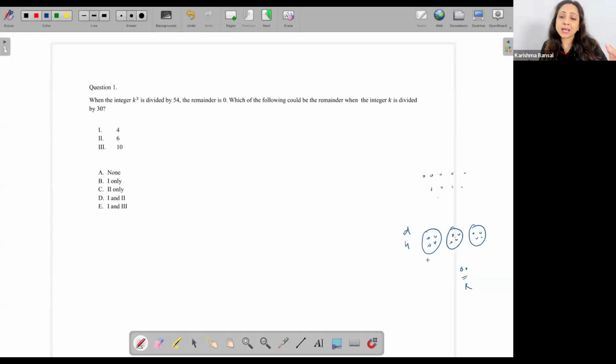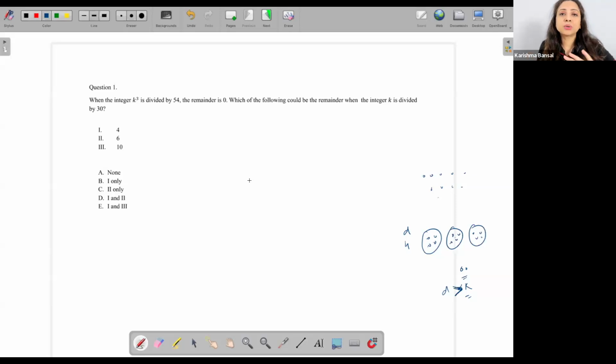So when I'm dividing n by d, the quotient that I get is the number of groups that I can make of d marbles each, and the remainder is the number of marbles that are left over, which I couldn't really put in a group because there weren't enough marbles. That is the reason why my remainder is always less than the divisor. Make sense? All right.